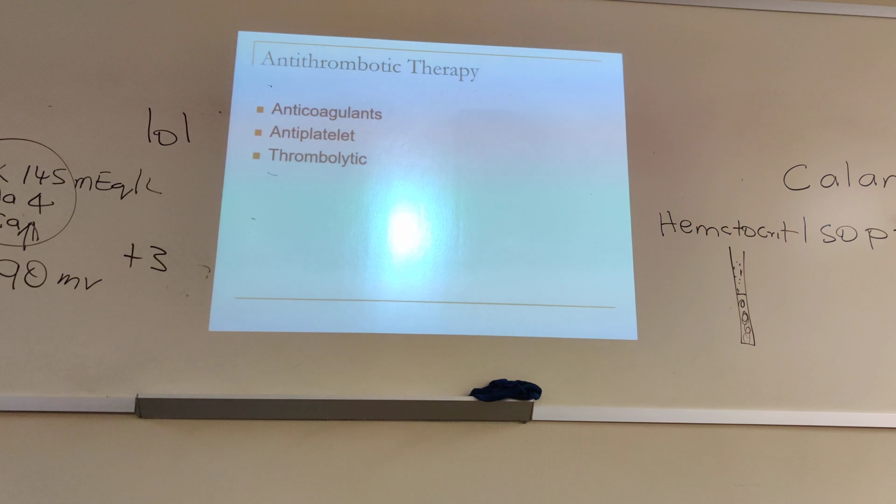Okay, so we have antiplatelets. These are the ones that will prevent the clot from forming in the first place. Aspirin is in that group. Okay. And then we have thrombolytic agents. These are the ones that will actually break the clot. They will actually break the clot. We do that one last.